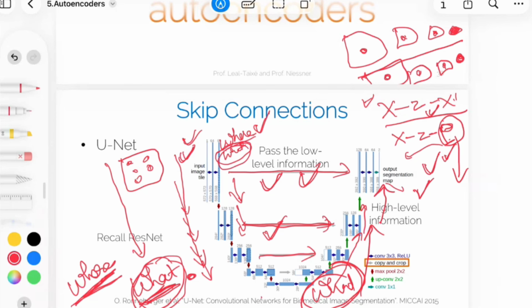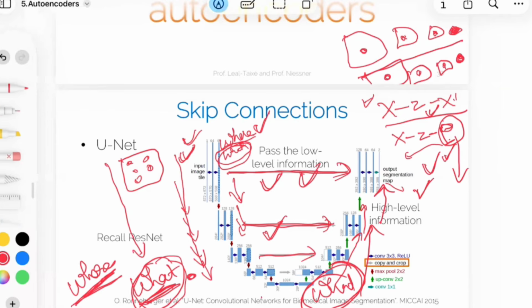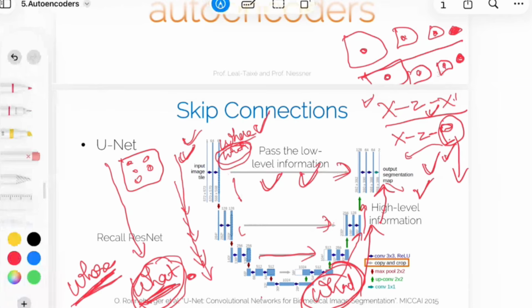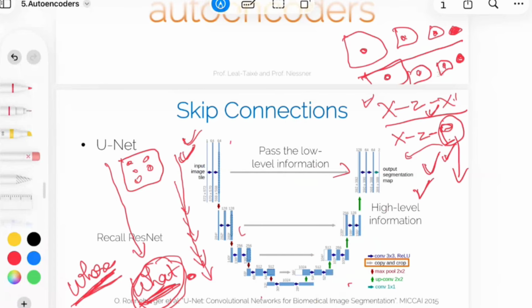So the idea was just to pass the where information from this side so that your decoder will get to know how they are spatially connected, and based on that, it will do the segmentation. So at every level, we are just passing the information from the encoder side to the decoder side. That's all. This is the idea, and they got very good results.